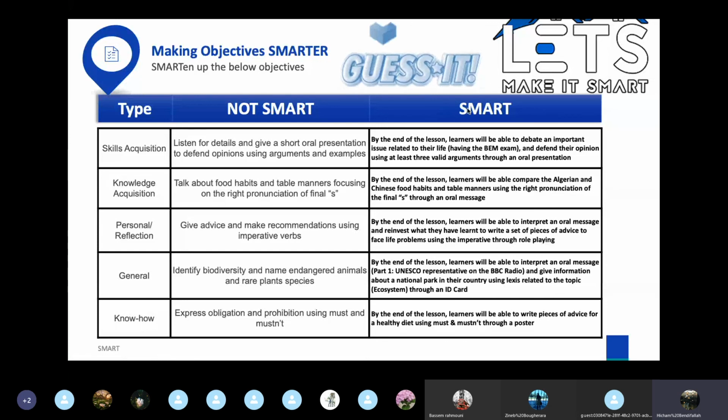So, of course, if you would like to take any of the objectives here, you can make it smarter your way. You can share it on the chat later. Maybe others are going to see how you've made it. But this is actually one of the things you can really check on later. As I said, we don't have the time.